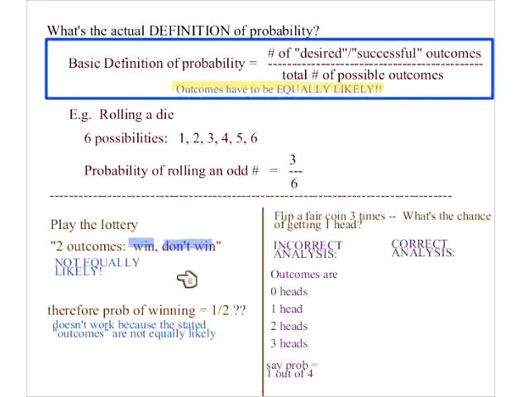I mean, this has the same problem, only it's not as dramatic. It should be very obvious that winning the lottery is much less likely than not winning the lottery. But again, the problem here is that these are not equally likely outcomes. It's more likely that you will get 1 head or 2 heads than that you will get 0 or 3.